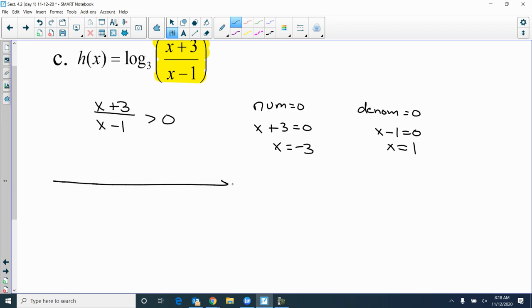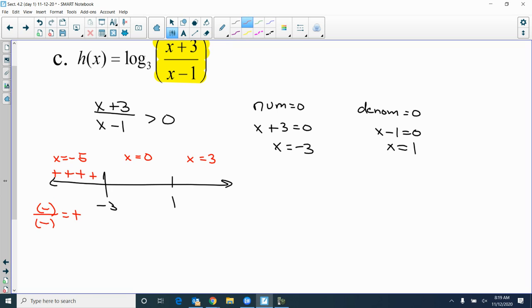So we do our number line. I got -3. I got 1. And then I got to do test points. So I got to pick, let's do -5. -3 to 1 goes through 0, so I can use 0. And I'm going to use 3. And you're going to test to see where it's going to be positive, where it's going to be negative. So if I plug in -5, -5 plus 3 is a negative. -5 minus 1 is a negative. Negative divided by negative, positive. So everything in that interval is going to be positive.